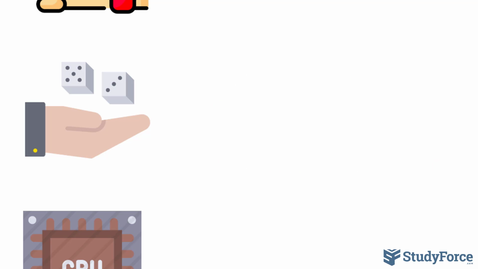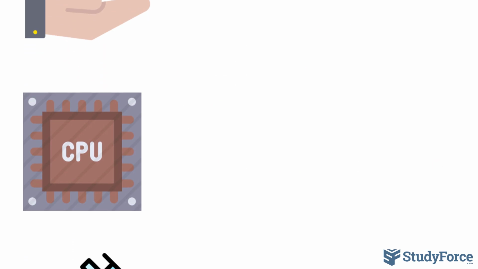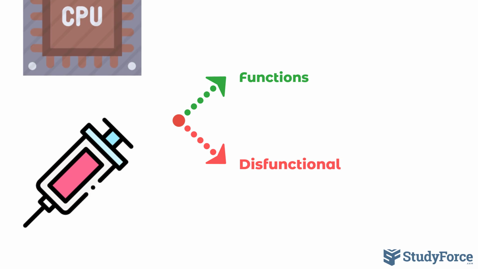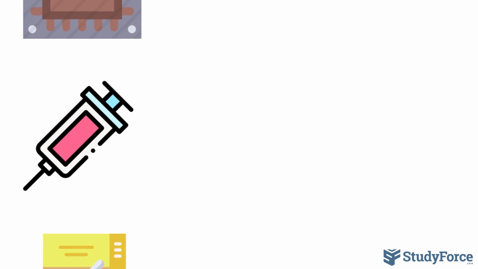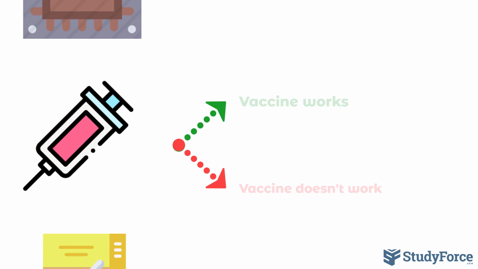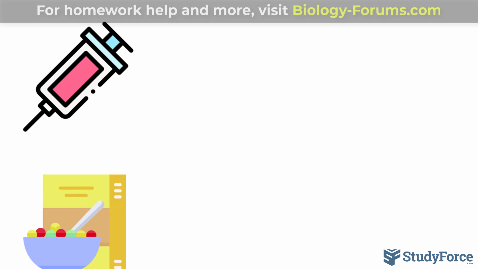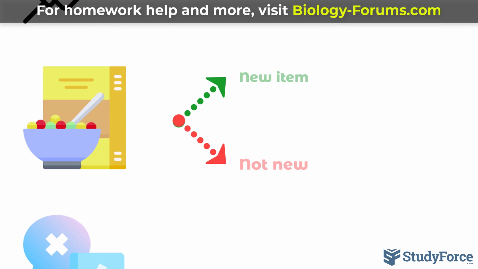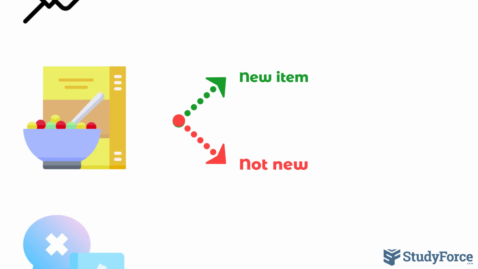We also see this when we test a computer chip. A chip that functions properly is a success, and one that is defective is a failure. Inoculating a person with a vaccine: if the person becomes immune after taking the vaccine, that's considered a success, and if the person does not, that's a failure. What about buying a box of cereal? If you obtain a new collectible item, such as a toy, that's a success, whereas a failure would be that you obtain something from the box that you already have.